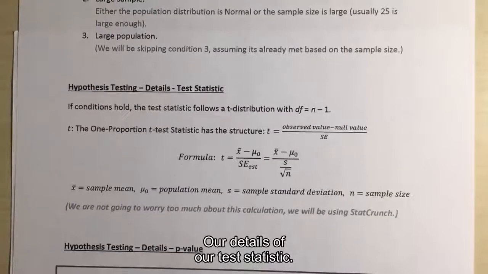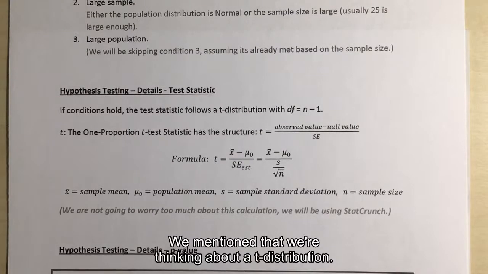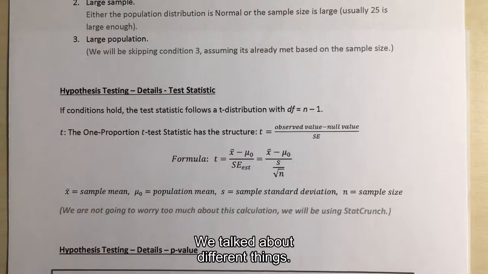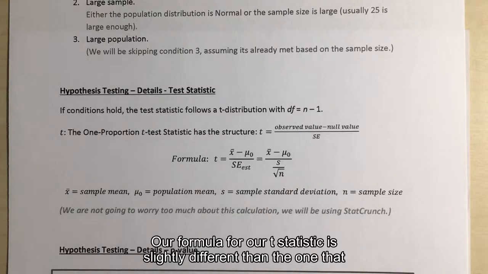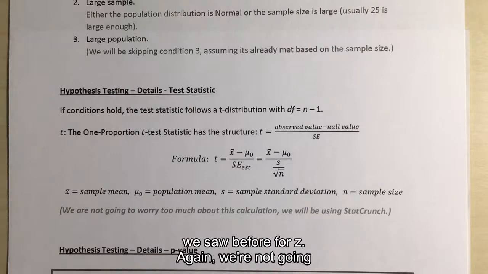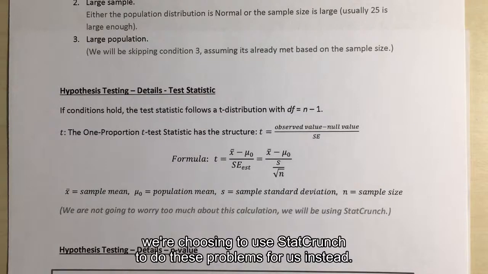Our details of our test statistic. We mentioned that we're thinking about a t-distribution. We talked about different things. We talked about our degrees of freedom. So our formula for our t-statistic is slightly different than the one that we saw before for z. Again, we're not going to worry too much about this calculation because we're choosing to use StatCrunch to do these problems for us instead.